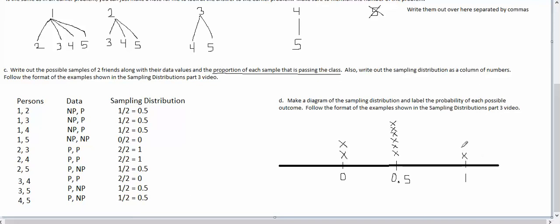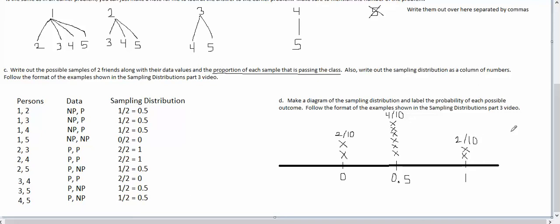So now this tells me what the probabilities are. When this student randomly selects two people from the 5, there is a 2 out of 10 probability that the sample will be 0% passing. There is a 4 out of 10 probability that the sample will be 50% passing, or 0.5 passing, and a 2 over 10 probability that the sample will be 100% passing. And now we are finished.